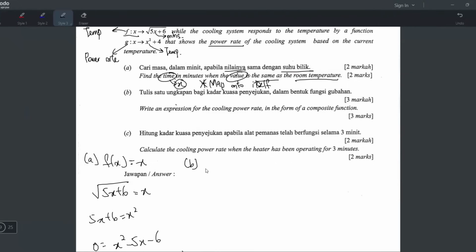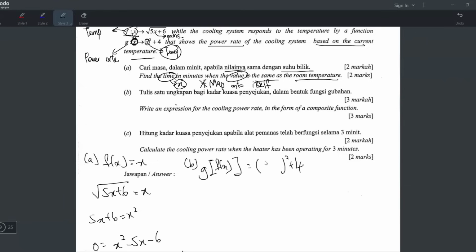But do you remember the x in g(x) is actually the temperature. You remember? Yeah, because the function g(x) is the power rate, but it's based on the current temperature. It means x is the temperature, and the temperature function is the f(x) function. That means I will find g(f(x)) because this x represents temperature and the temperature is f(x). So you will substitute the f(x) inside this x here. And guess what? When you replace this x with f(x), this x also becomes f(x). So it becomes x squared plus 4.